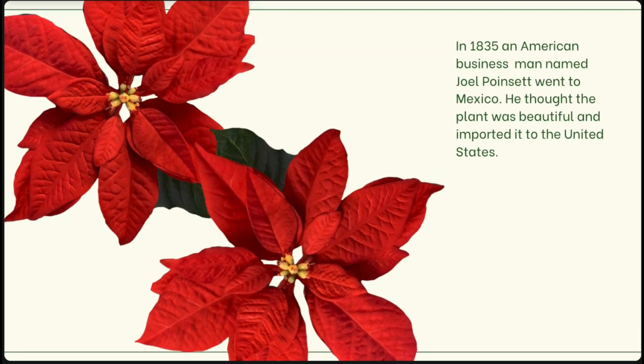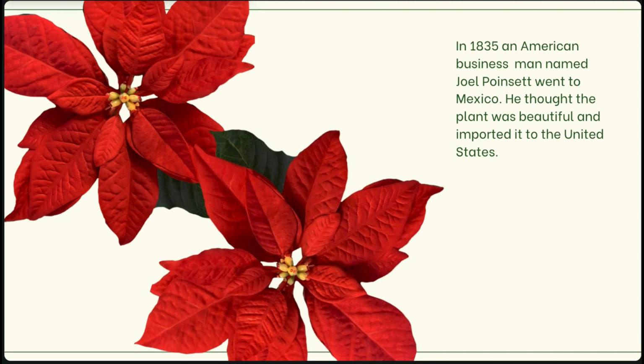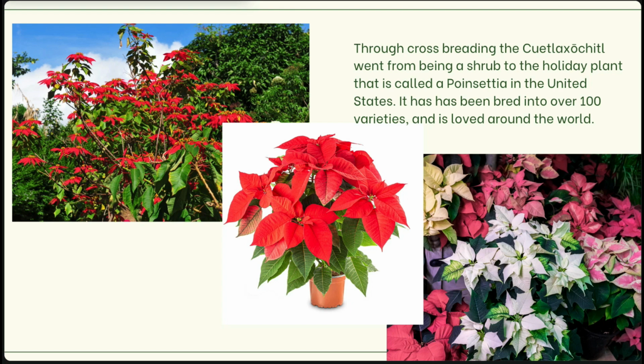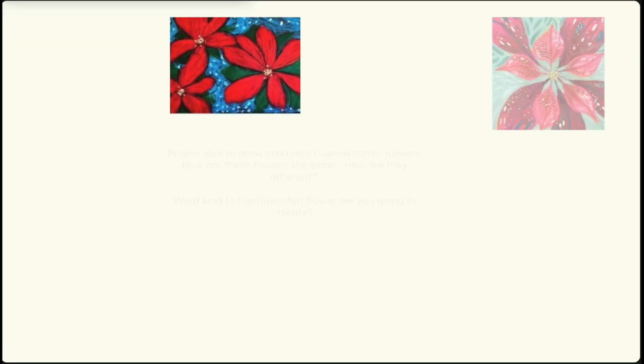In 1835, an American businessman named Joel Poinsett went to Mexico. He thought the plant was beautiful and imported it to the United States. Through crossbreeding, the Cuetlaxochitl went from being a shrub to the holiday plant that is called a poinsettia in the United States. It has been bred into over 100 varieties and loved around the world.